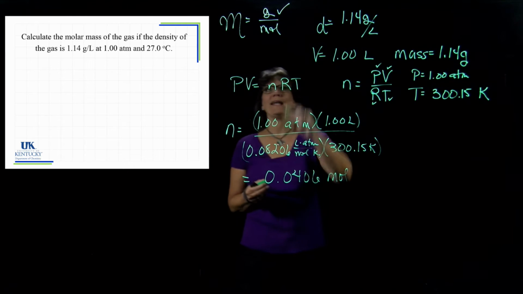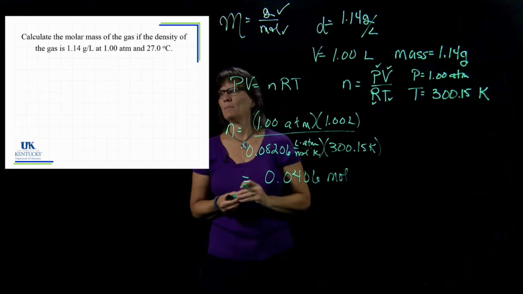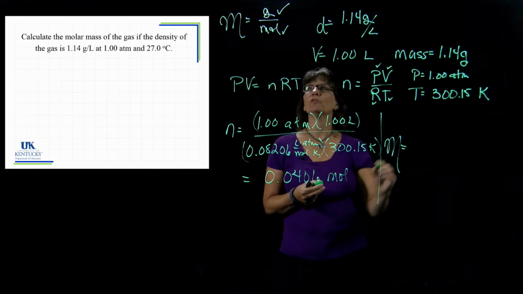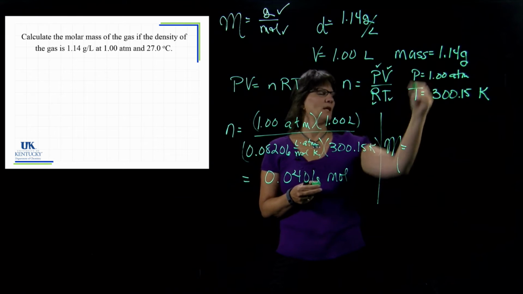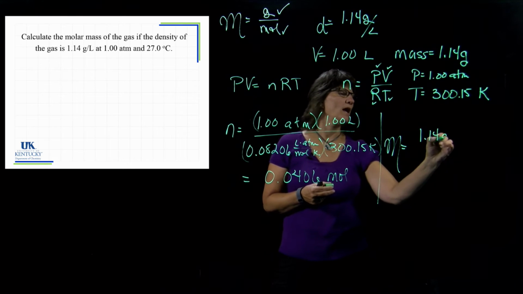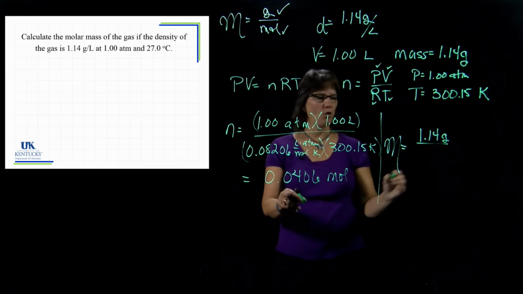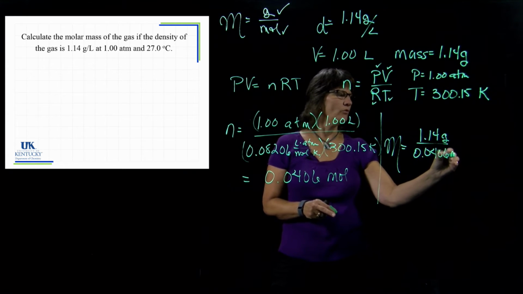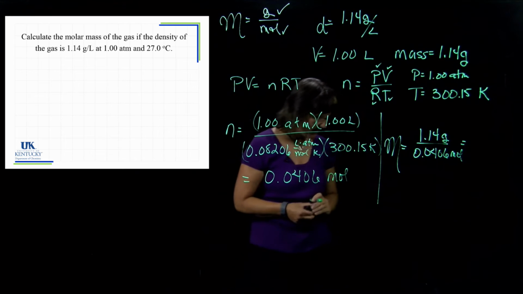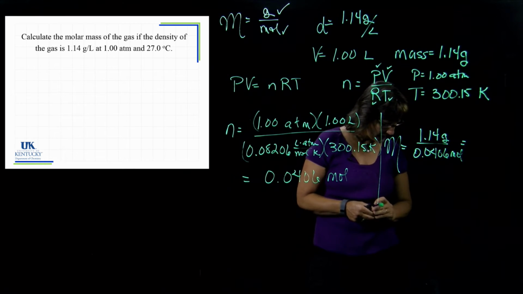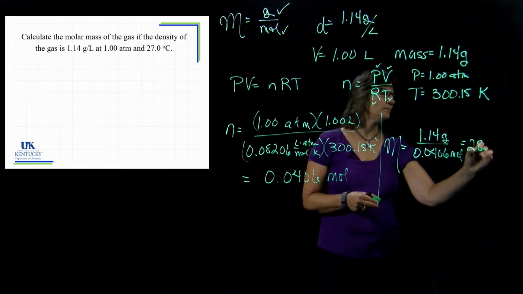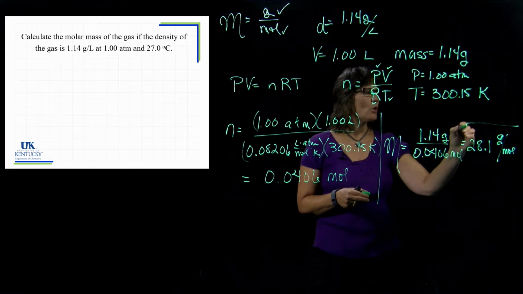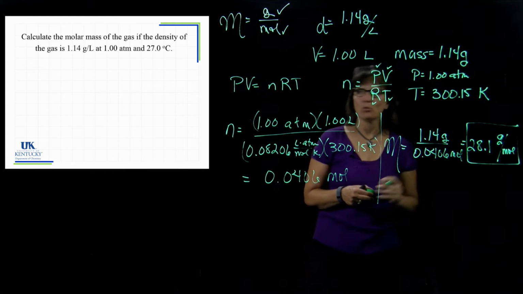So at this point, I now know the bottom part of my molar mass, and I can determine the molar mass is equal to the grams, which I said was 1.14 grams, divided by the moles, which we just calculated here, 0.0406 moles. And when I divide that out, I will get a molar mass of 28.1 grams per mole.